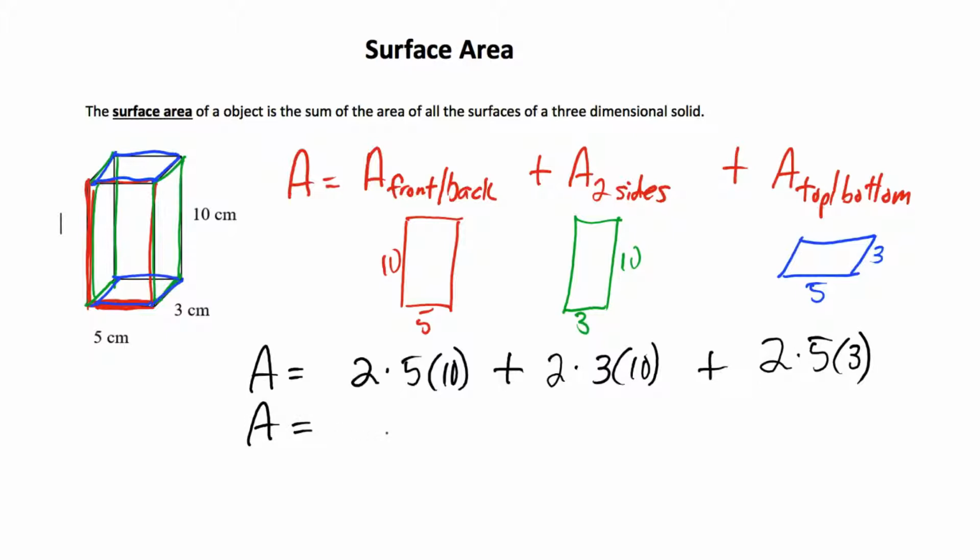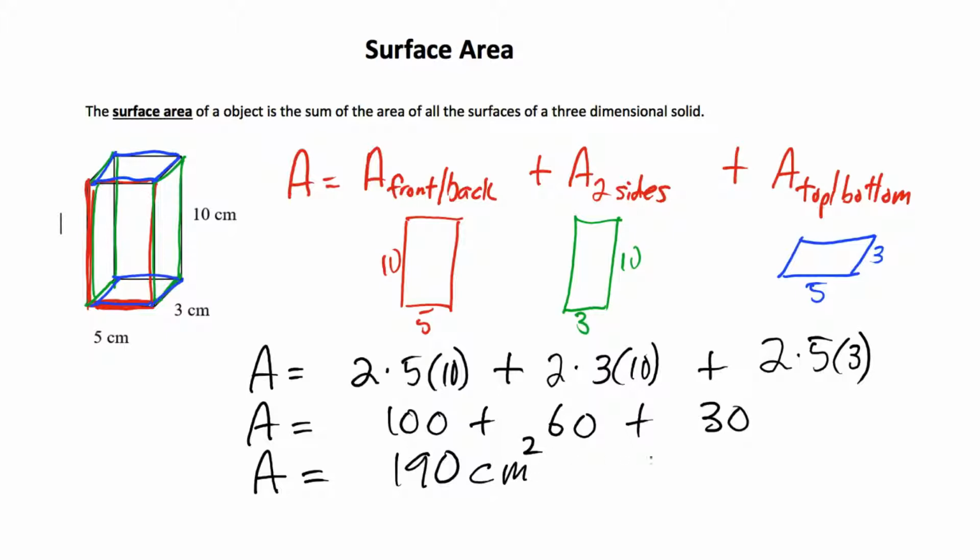So we're going to work out these numbers. 2 times 5 times 10, that would be 100. 2 times 3 times 10, that would be 60. And 2 times 5 times 3, that would be 30. And so our total surface area is 190 centimeters squared. In other words, if we had a 1 centimeter by 1 centimeter square, it would take 190 of these to cover the outside 6 surfaces of this rectangular prism.